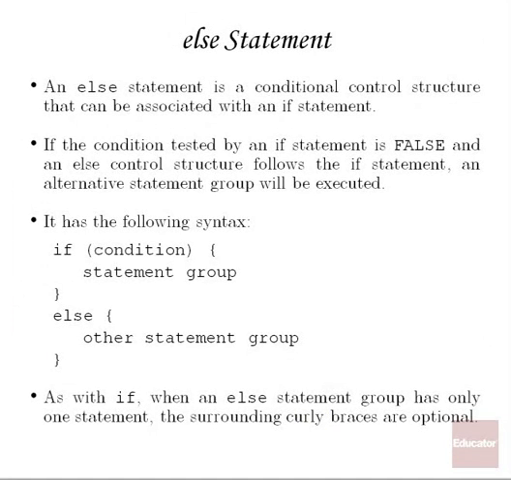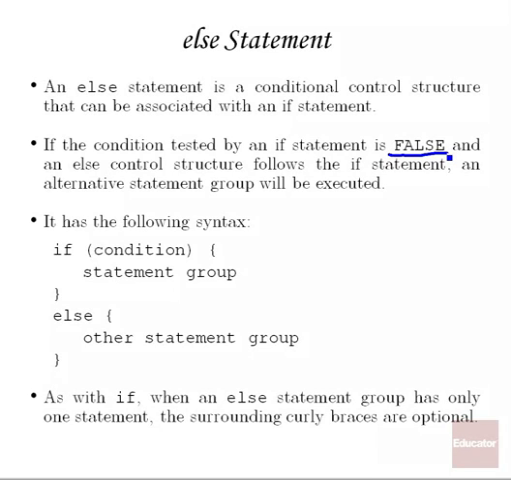So one other control structure that we're going to introduce is known as an else statement. And like the if statement, it's not actually technically a statement in PHP, but that's how it's commonly referred to. It's a conditional control structure that basically gets associated with an if statement. And the way it works is that if you have an if statement and the if statement's test condition evaluates to false, and there's an else control structure that follows the if control structure, then whatever statements are inside the else statement group get executed.